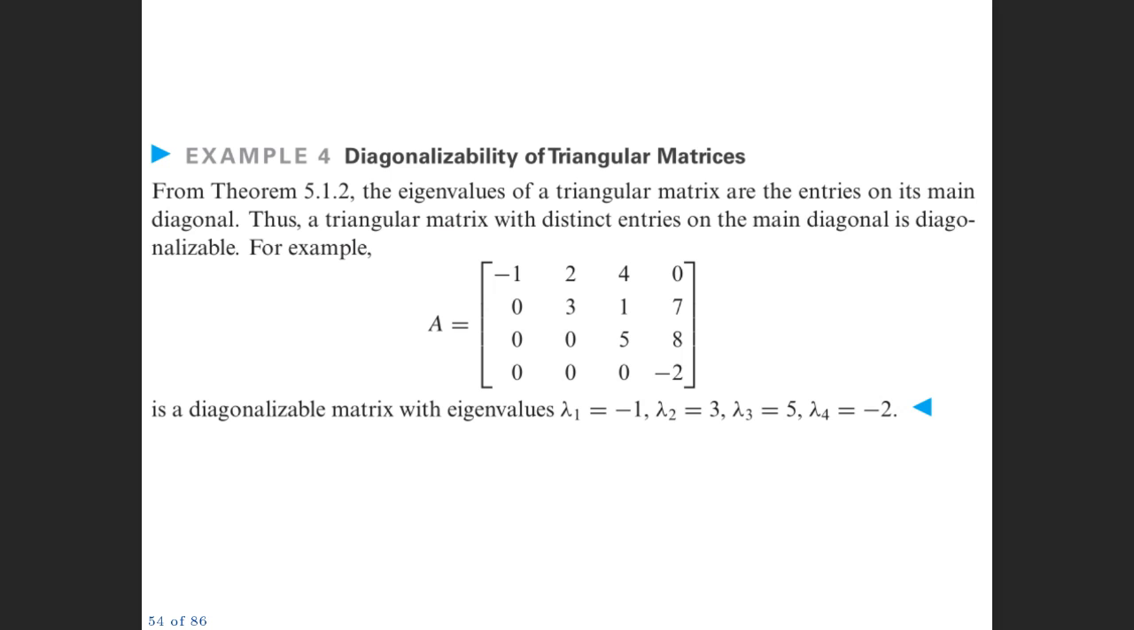Another example, this one from a textbook. Because the eigenvalues of a triangular matrix are the entries on the main diagonal, this matrix has eigenvalues -1, 3, 5, -2. We can say that a triangular matrix is diagonalizable if the entries on the main diagonal are all different numbers. This matrix has 4 different numbers on its main diagonal, 4 different eigenvalues, so this matrix must be diagonalizable.